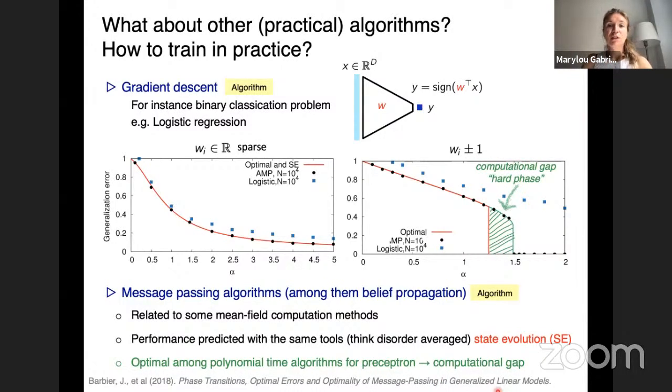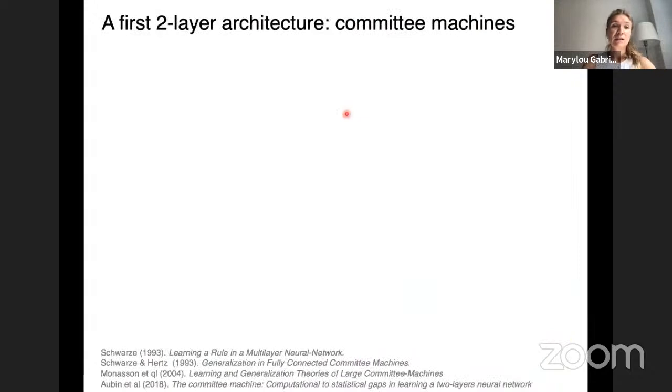Okay, so here what I detailed was this first example of analyzing the teacher-student scenario, where we had a matched student and teacher that were the simplest of all neural networks, the perceptron. Now, what we can also do is a couple of other simple two-layer architectures. And the first one that I want to mention are committee machines. So what are committee machines?